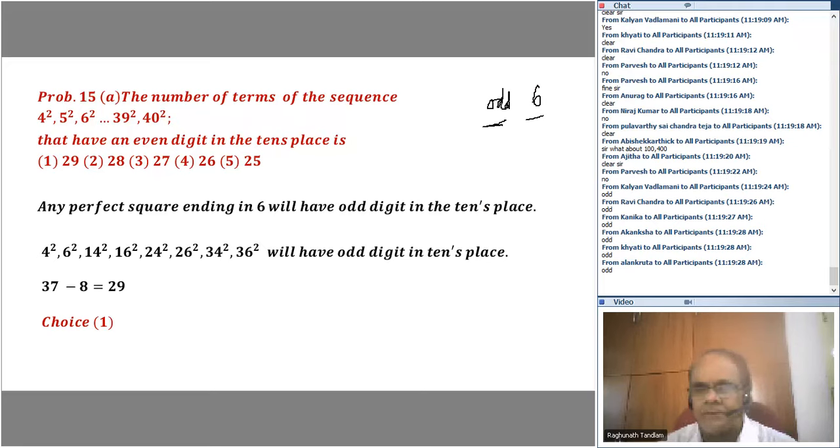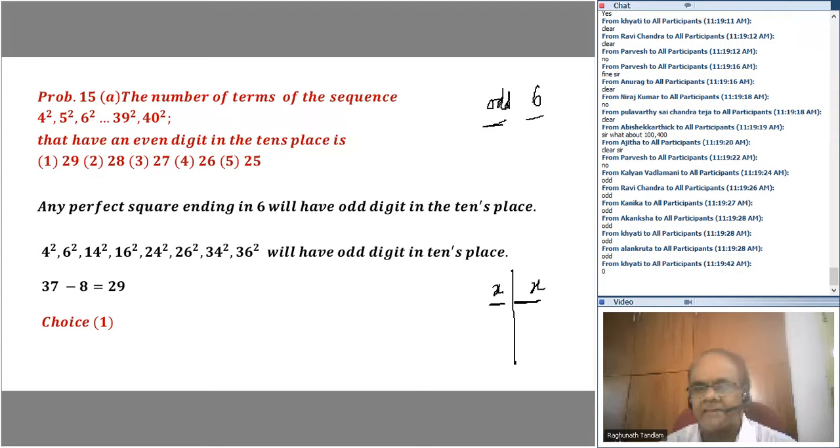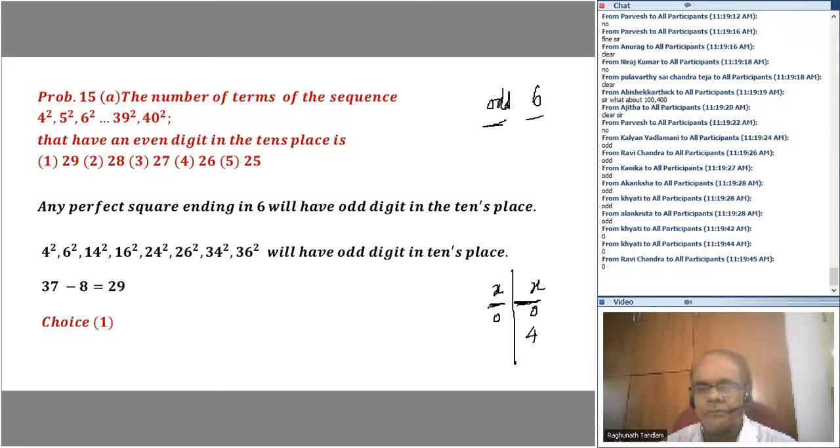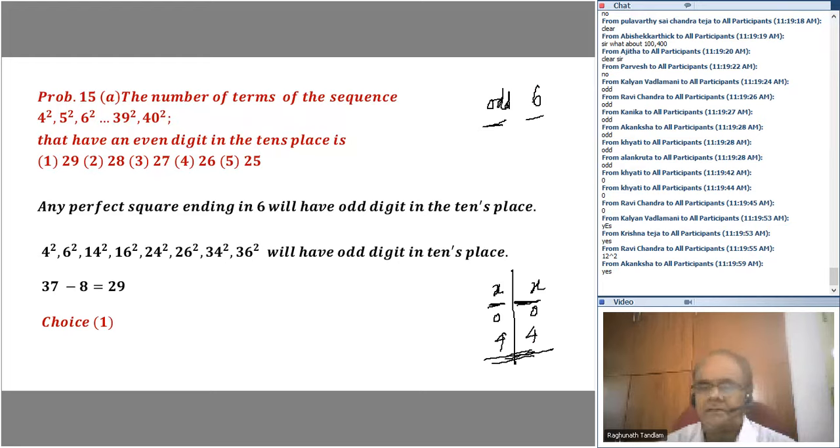If a perfect square ends in xx, what can be the value of xx? It can be 0, 0 or 4, 4. Note down, that's also another incidental learning from this question. If a perfect square ends in xx, it can only be 0, 0 or 4, 4.